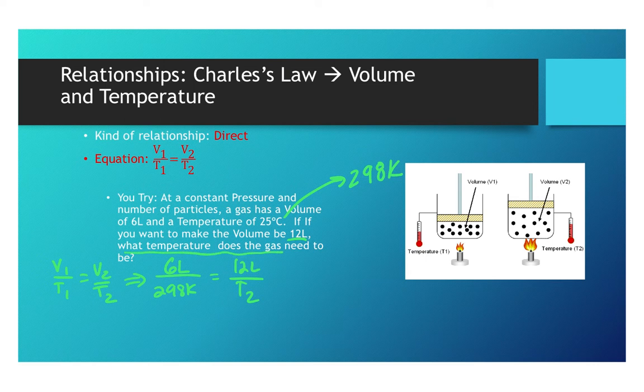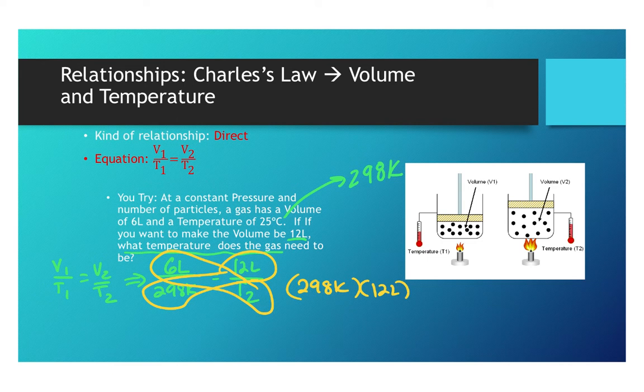Good. So again, just like we have been, we're going to cross multiply and divide here. So cross multiply gives us 298K times 12 liters equals 6 liters times T2. Take both sides and divide them both by 6 liters. So it cancels out. And we end up with an answer of T2 equals 596 Kelvin.